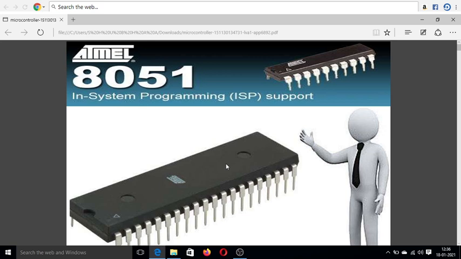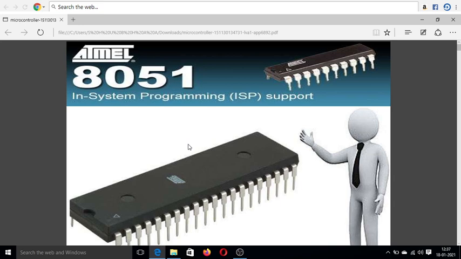In the last class, we also discussed how the microcontroller differs from the microprocessor, that is, the 8086 microprocessor. We also discussed some of the important features of the 8051 microcontroller. In this class, I am going to talk about the architecture, the pin diagram, and some interfacing of the 8051.